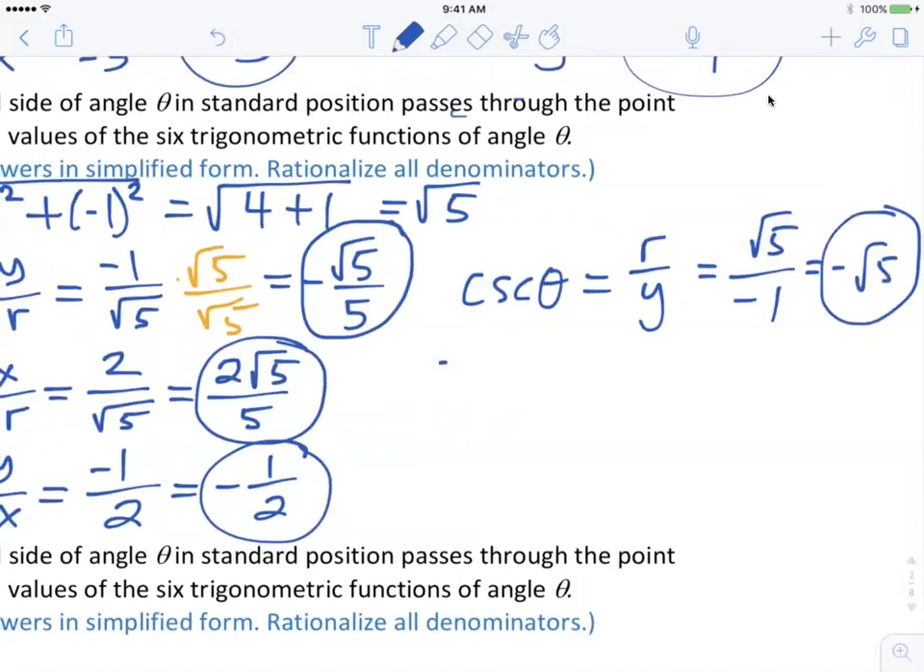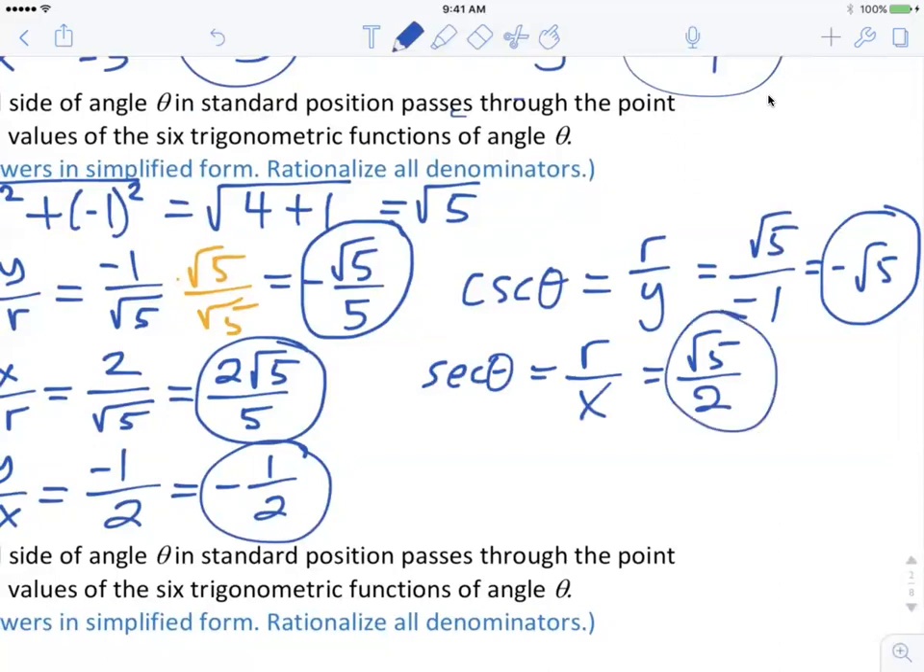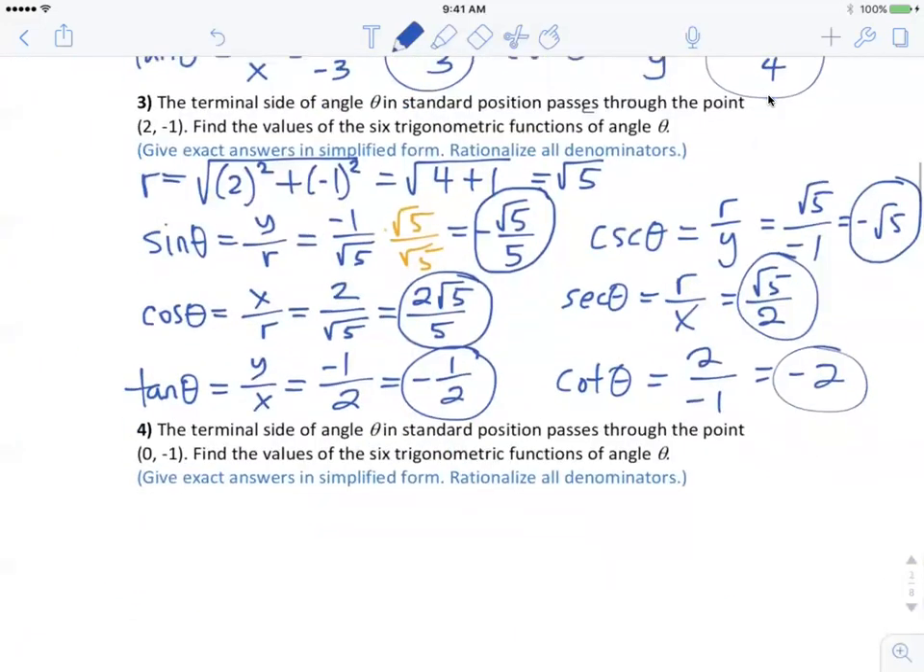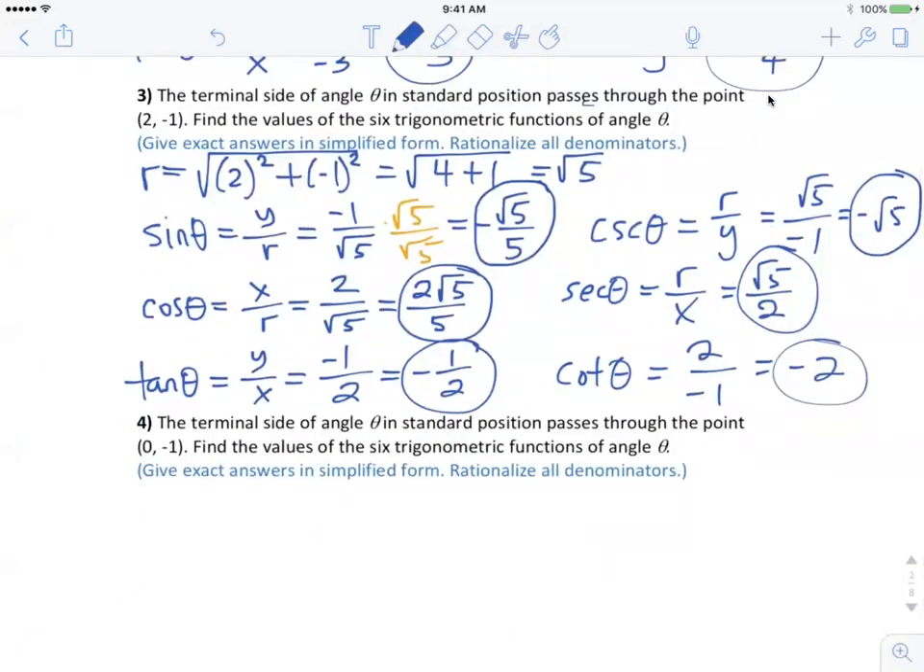Okay. Secant theta, r over x, √5 over 2. Finally, cotangent theta. Flip that one over, 2 over -1, that's just -2. Okay, we're cruising, we got this. Stick to those definitions and you'll be fine.